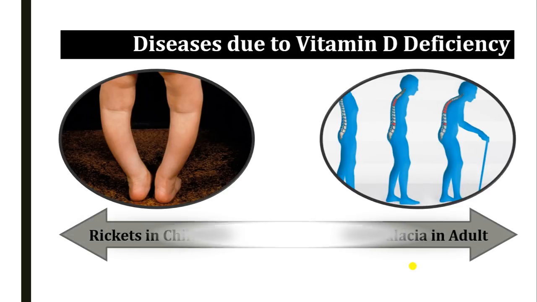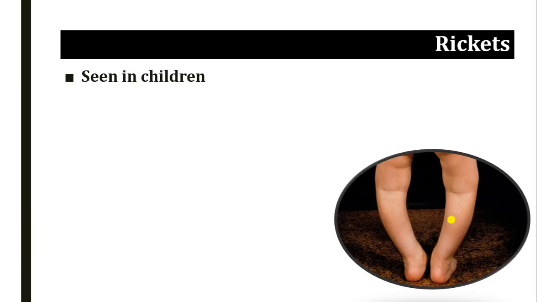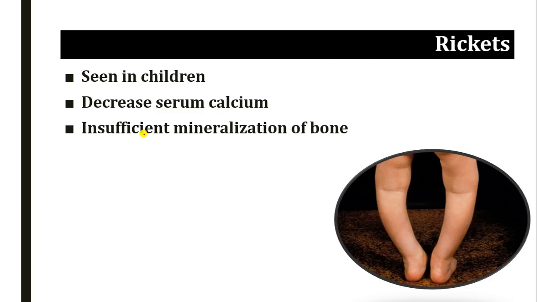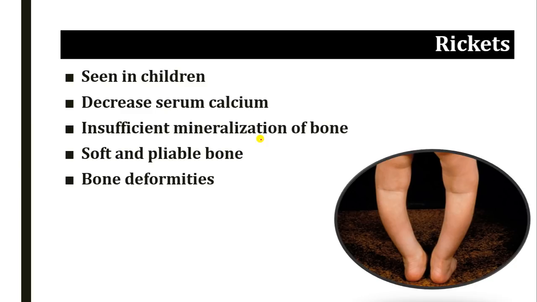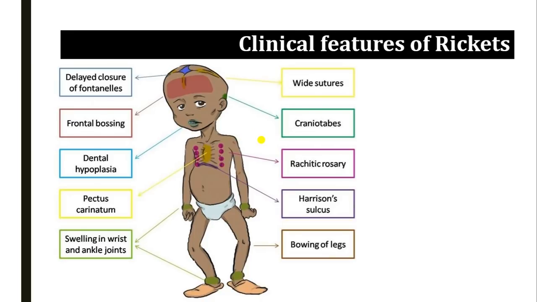Now, if there is a deficiency of vitamin D, that leads to certain diseases. Now what are they? They are mainly rickets in children and osteomalacia in adults. We'll see one by one. Rickets is usually seen in children, along with a decreased serum calcium level, mainly due to insufficient mineralization of bone, and the bone becomes soft, pliable, and easily fractured, along with certain bone deformities. Also, there is delayed dentition in children suffering from rickets.